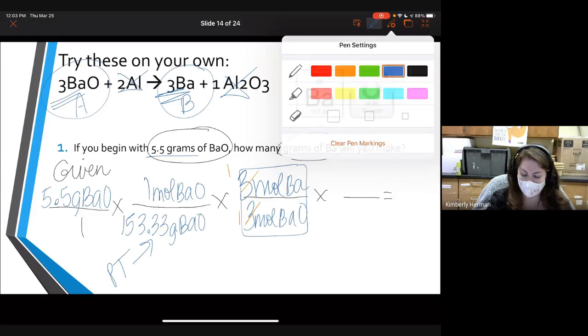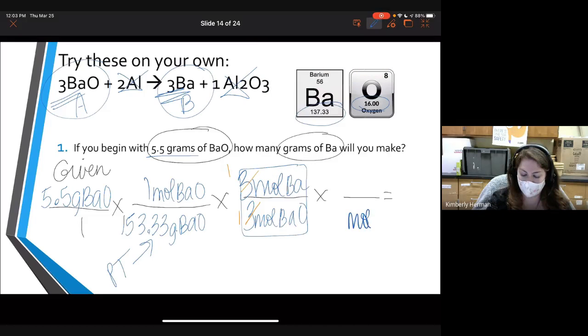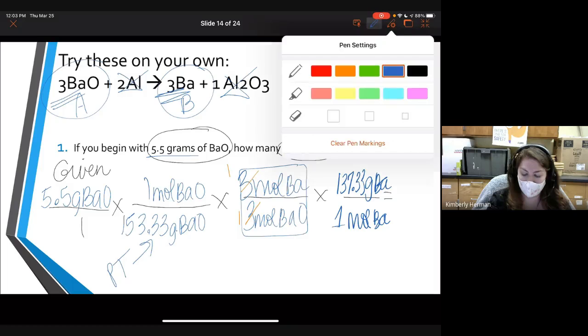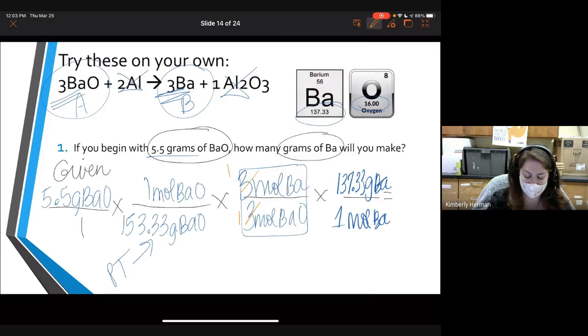Okay, if we continue following our units, we need mole of Ba here. And remember, we're trying to get to grams of Ba. So we wrote down grams, so the opposite one has to be 1, and then we're going to have 137.33 right here. Notice that our units are going to continue to cancel out, so gram Ba, mole Ba, mole Ba, mole Ba, mole Ba, and then we're left with the unit we want. So now we're ready to solve.